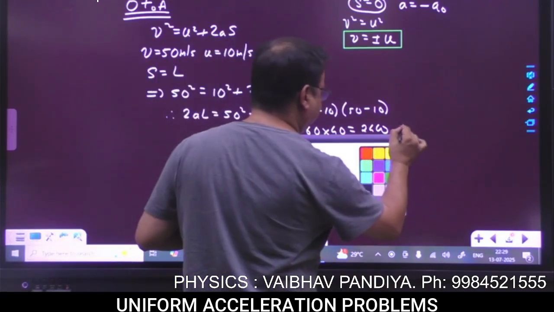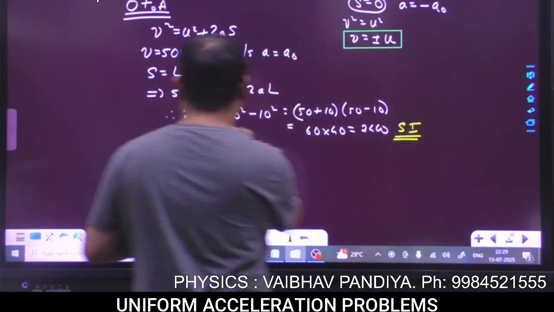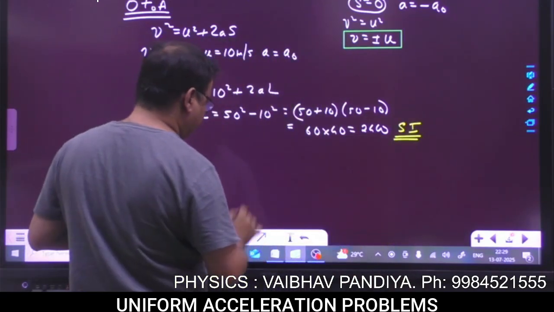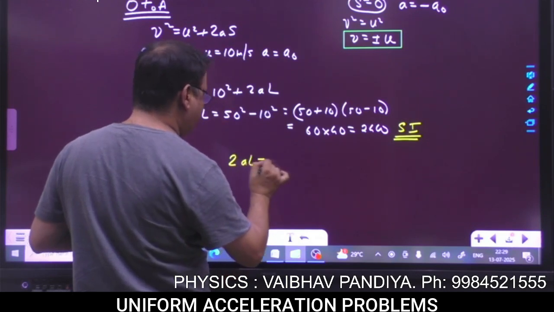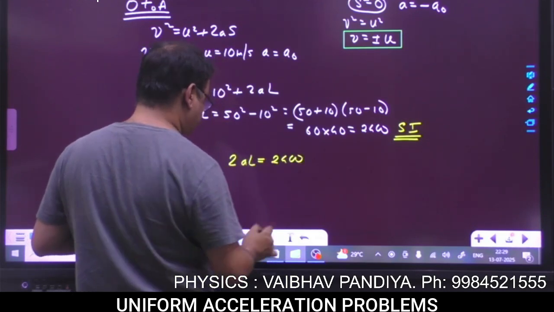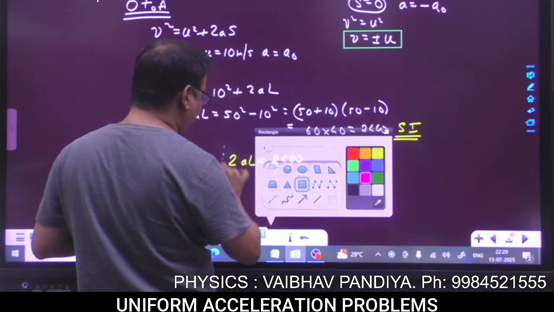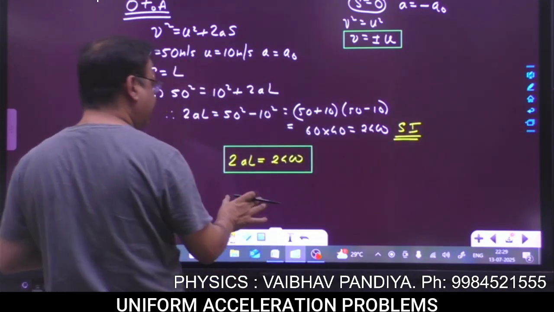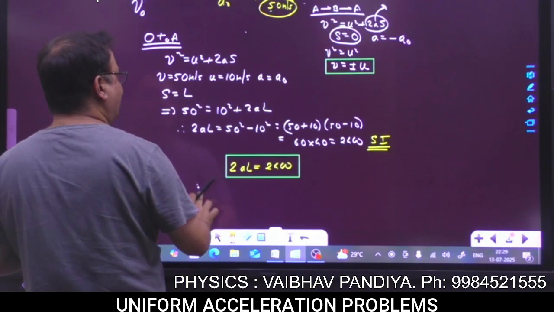Unit of course, I'm not writing unit right now. It will be the unit of acceleration multiplied by length. So 2AL has a numerical value of 2400. This we got. I'm not finding A and L separately, okay?